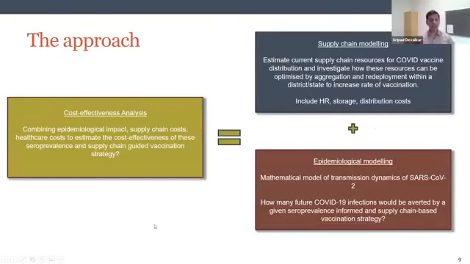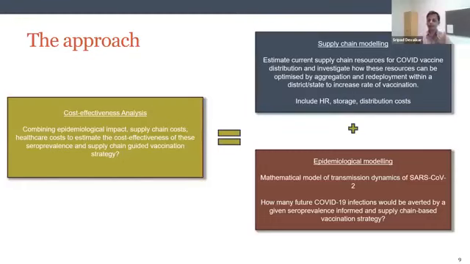So the approach that we take in this study is to determine cost effectiveness. We need to do two things: measure the outcomes of implementing each strategy, and measure the cost associated with implementing that strategy. And therefore we combine two models. One is a model of a supply chain that is used to deliver the vaccines under each of these different strategies. The other is an epidemiological model, a mathematical model of the transmission dynamics of the disease, which then measures the health outcomes from implementing each of these strategies.